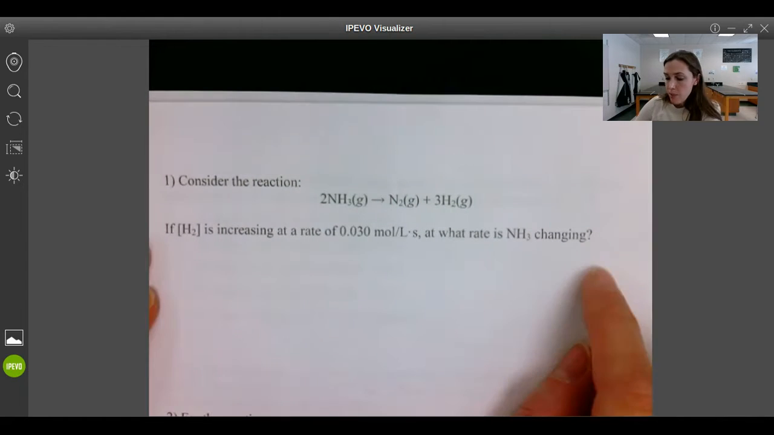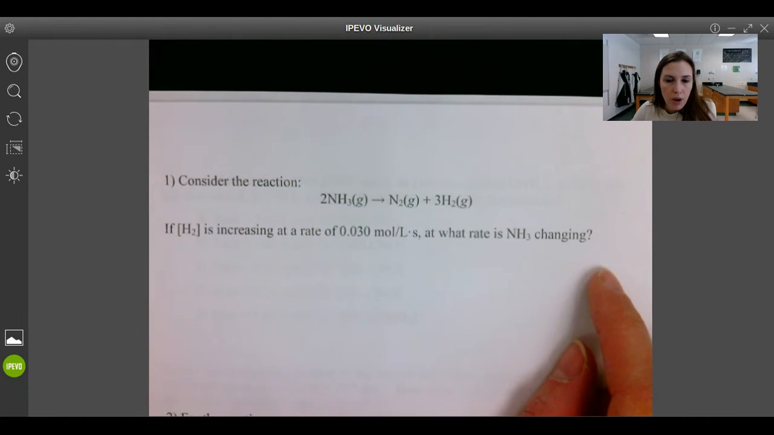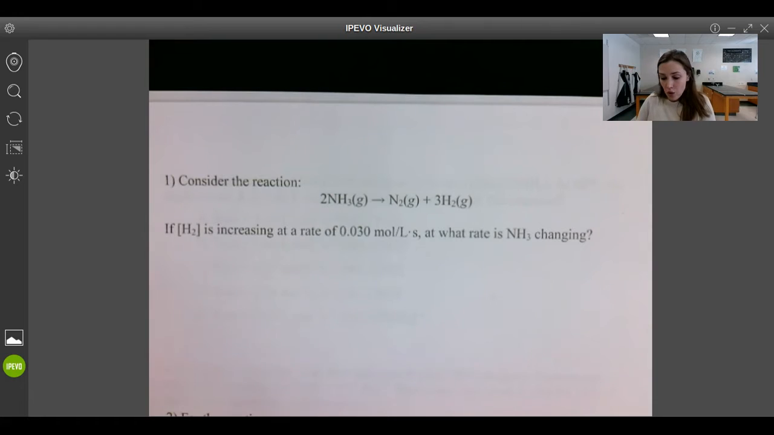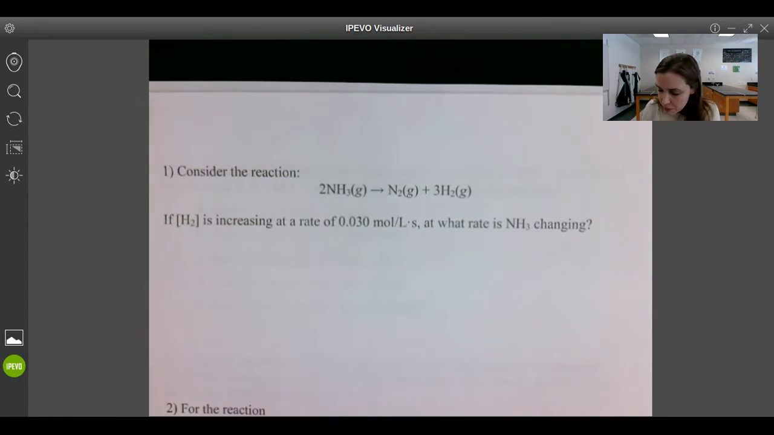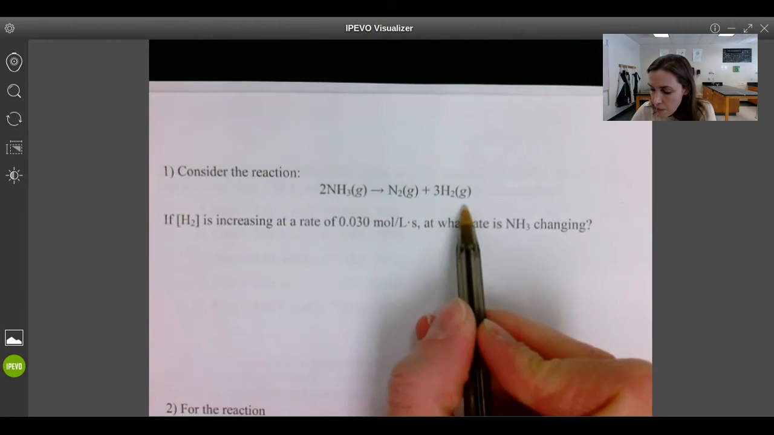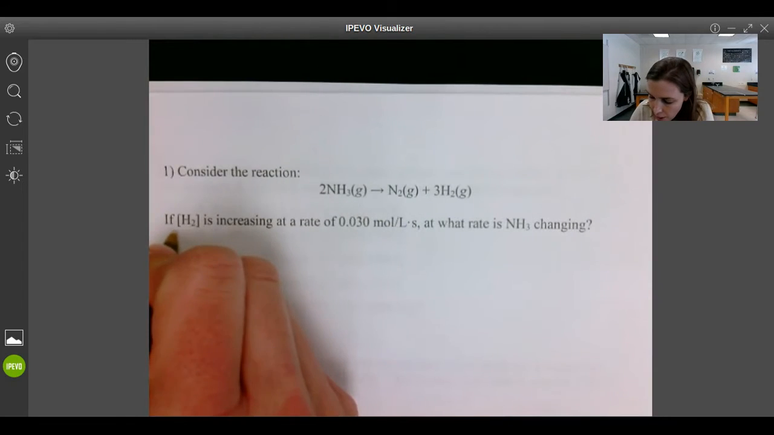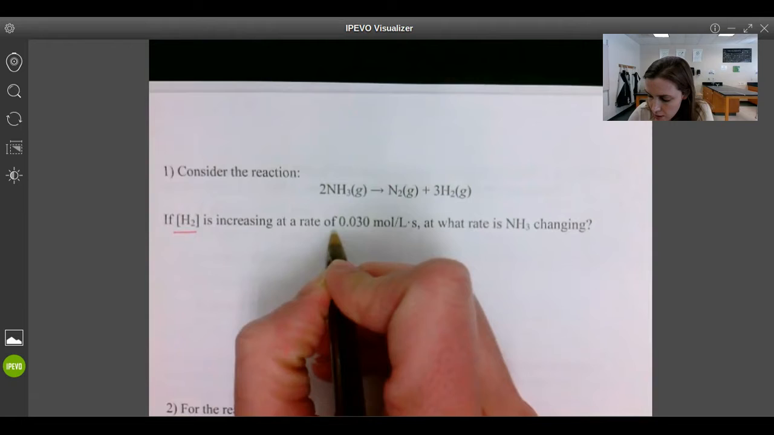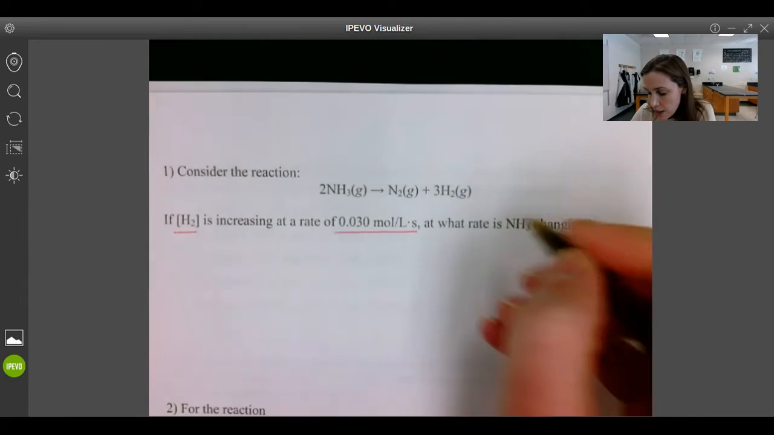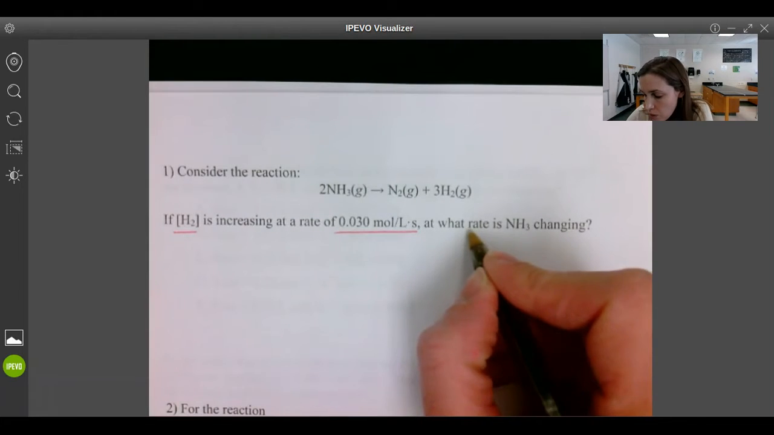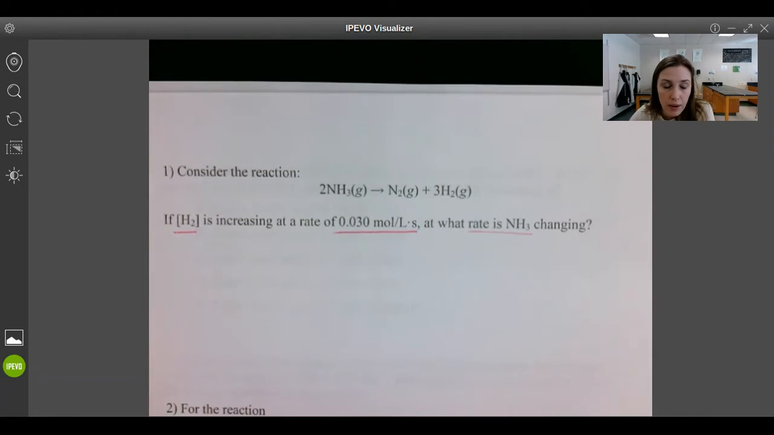So what I would say is pause the video on a question, try it out, and then check your answer with mine. Also, I'm answering these as I go, so if you see an error, you just got to let me know. All right, so this first one is a relative rate law, and how I can tell is it's giving me a reaction. It's talking about how one reactant or product is increasing or decreasing at a certain rate, and then it's asking about the rate of a different reactant or product.